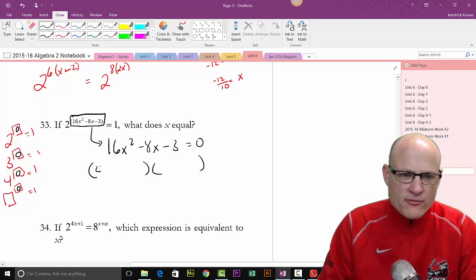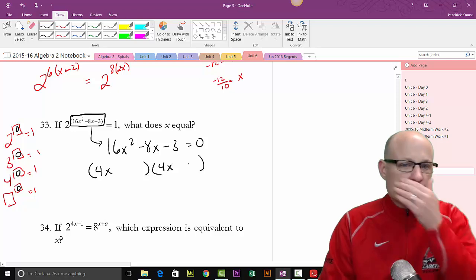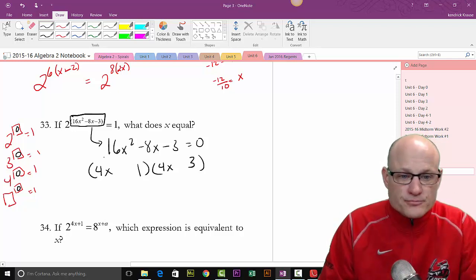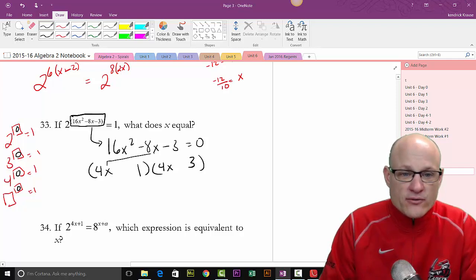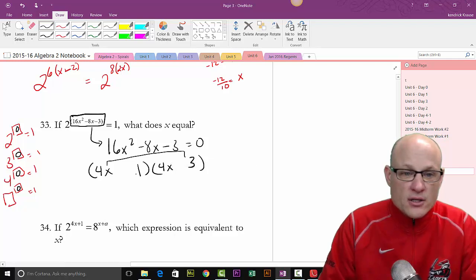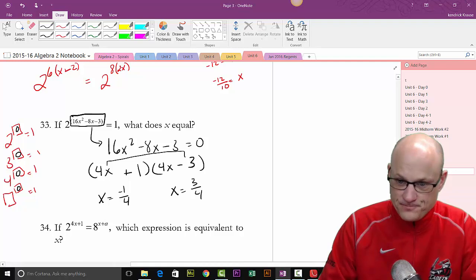It's not bad. Let's try 4x, 4x. Let's see, 3 and 1. Will that work? 12 and 4. If I make that negative, that's negative 12, and then positive 4, that would give me 8. So my two answers are x equals negative 1/4 and x equals, we said this was going to be negative, right? x equals 3/4. Not going to check it, it's right.